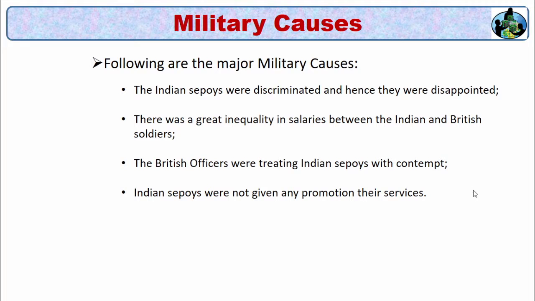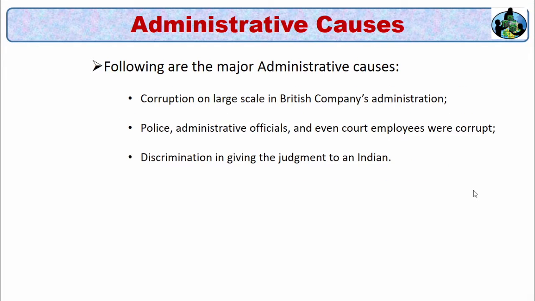Military causes. Soldiers were the immediate factor of revolt. The Indian soldiers were economically, physically, and mentally exploited by the company's officers. They were discriminated against in their salaries, posts, and promotions. In addition to this, British soldiers treated Indian soldiers very badly, which created profound dissension in Indian soldiers' minds. Administrative causes. Company's officials, especially at a lower scale, were fundamentally corrupt. Furthermore, the Indians were marginalized in getting justice even in the court of law.